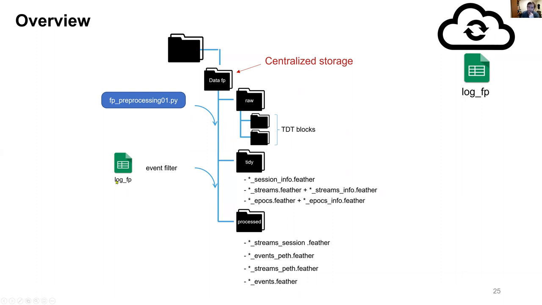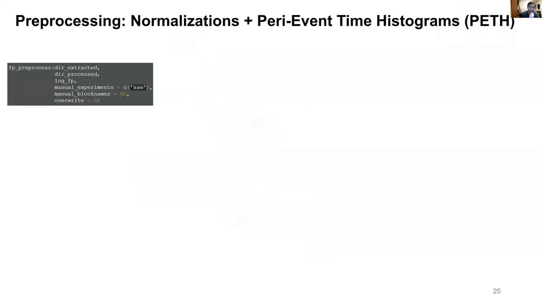It just uses the log and then a defined event filter. This is where we do a lot of the pre-processing that people who do TDT, or I guess just any fiber photometry, should be familiar with. This is where we need to take our fitted signals and also convert them to a normalized signal.